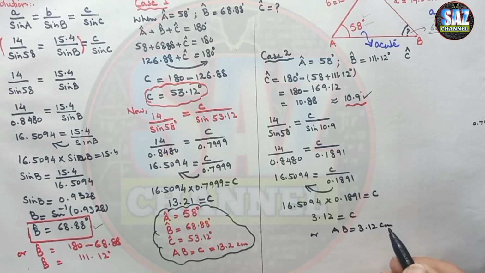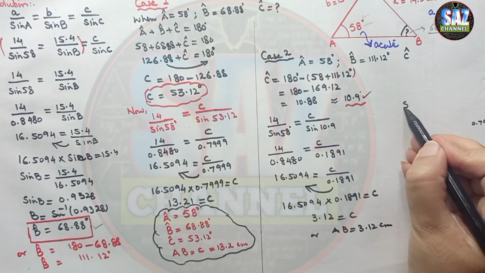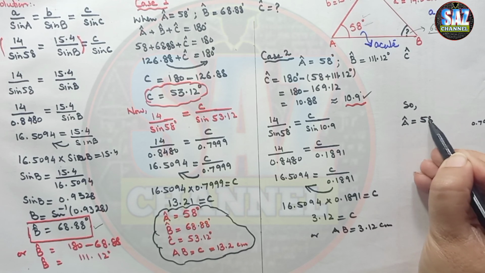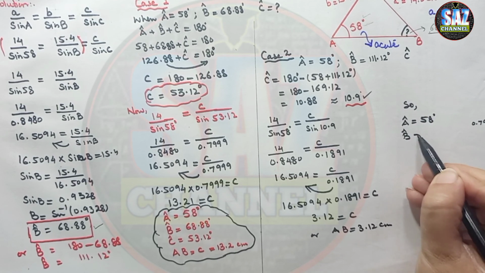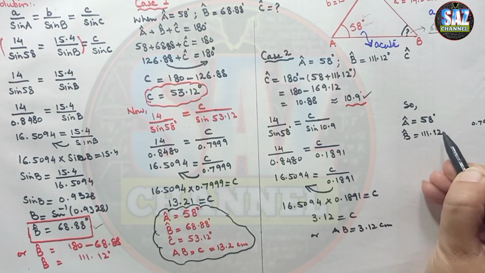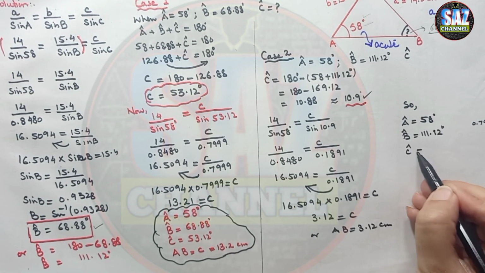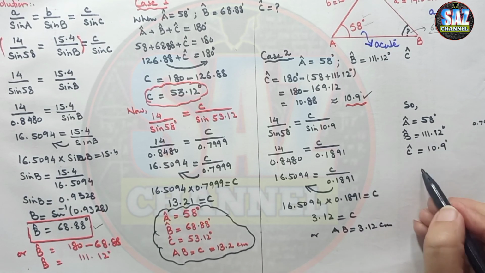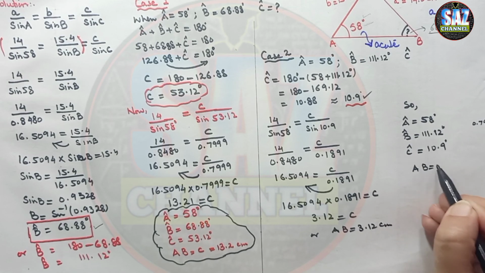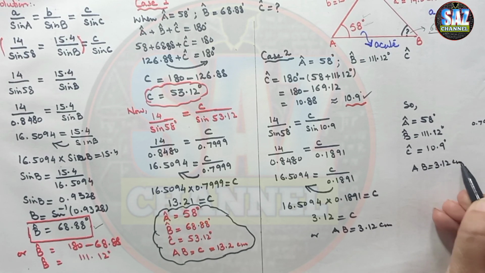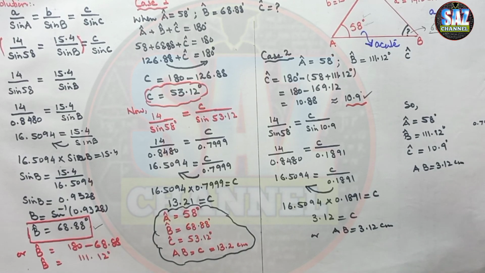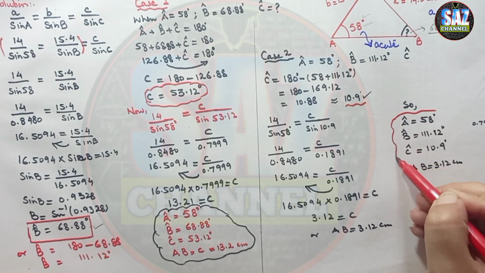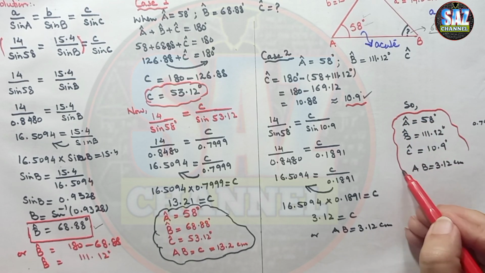So the second set of solution is angle A is 58 degrees, angle B is 111.12 degrees, angle C is 10.9 or 10.88 degrees, and AB length is 3.12 centimeters. I hope you are clear that after deciding that this is the ambiguous case and it will have two solutions, how we are finding the two sets of solutions.